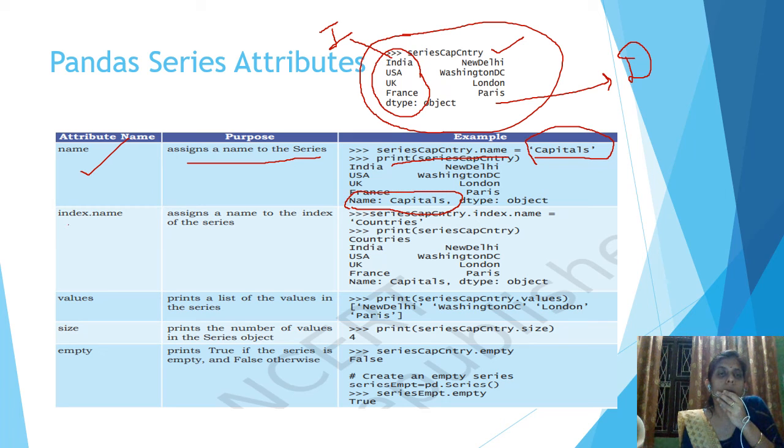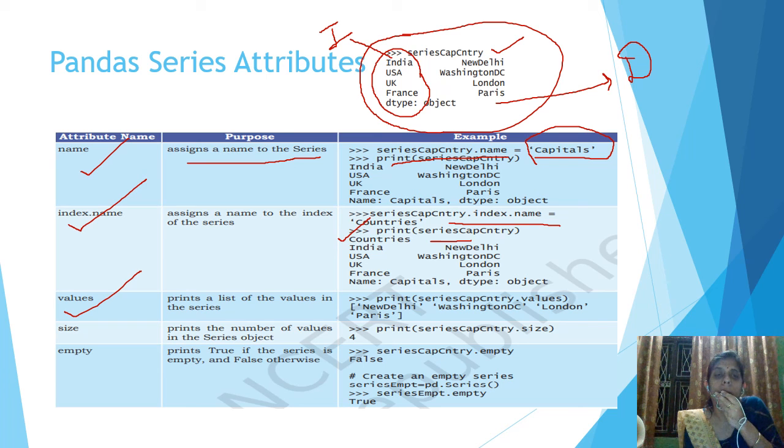The second attribute is index.name. It will assign a name to the index of the series. Here you can see the example of it. Series cap country dot index dot name equal to countries, and whenever we print this series, then countries will be displayed before the index. The name of the index is countries.